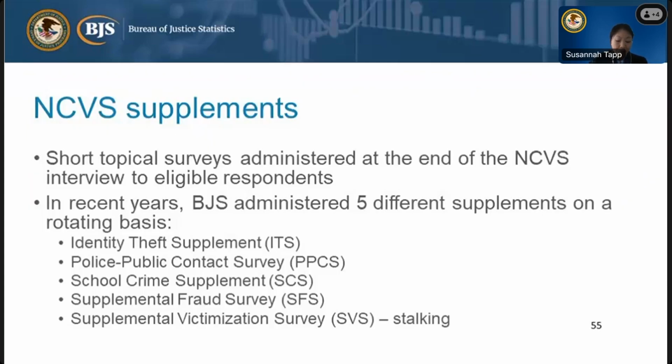There are also supplements to the NCVS, and these are short topical surveys. They're administered at the end of the NCVS interview to eligible respondents. So you must complete the base NCVS interview to be eligible for a supplement. There are sometimes additional eligibility criteria for participating in a supplement. For example, the Police Public Contact Survey is only administered to persons age 16 or older and not age 12 or older. Supplements are usually in the field for 6 months, either January through June or July through December.